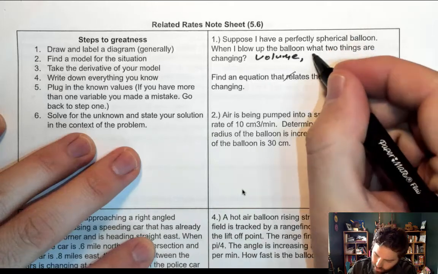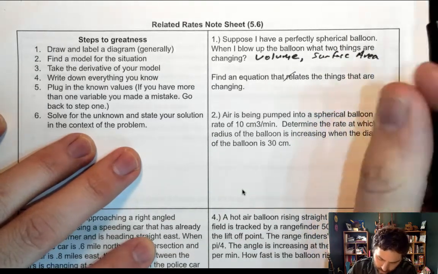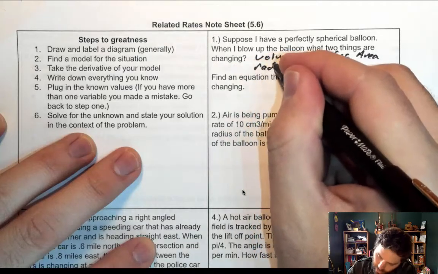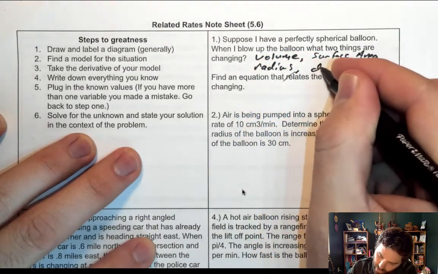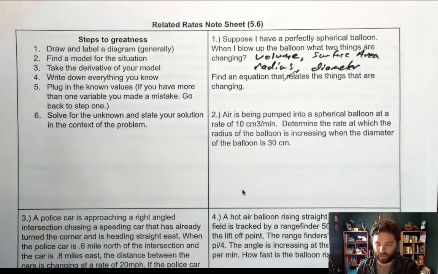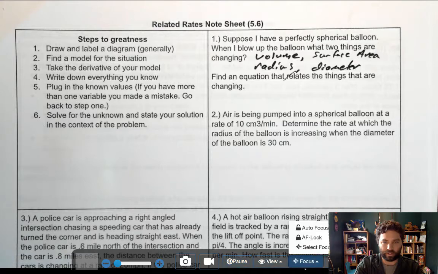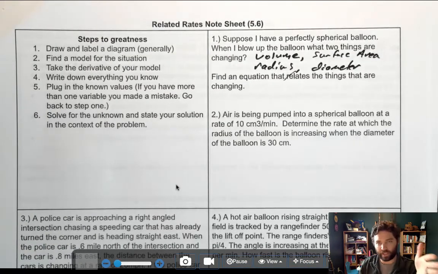Volume is changing. Surface area is changing. The radius is changing. The diameter is changing. So there's a series of things that are changing as this balloon expands. And let's make that stop doing that. Okay, so let's find an equation that relates things that are changing.